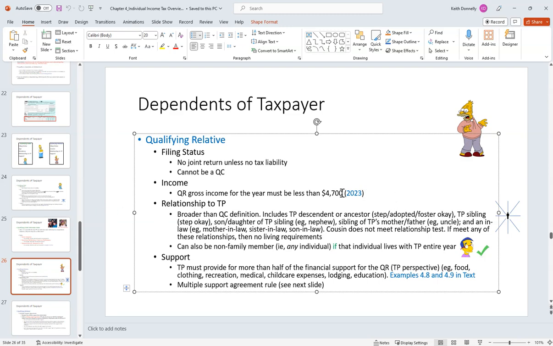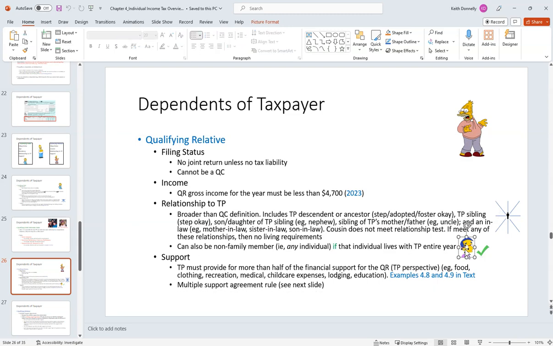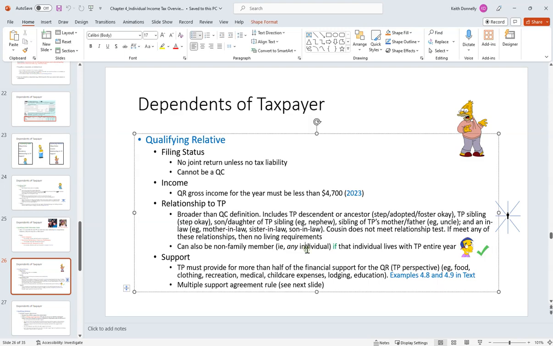It's kind of like up here, you can have $5,000 and still pass the income test, but it's got to be muni bond. Here, you can have somebody who's not even related to you, even a cousin down here, and if they live with you for the entire year, they meet the relationship test. So these are the twists and turns.